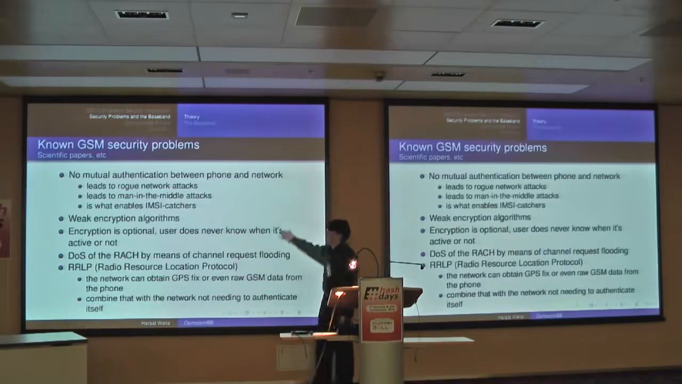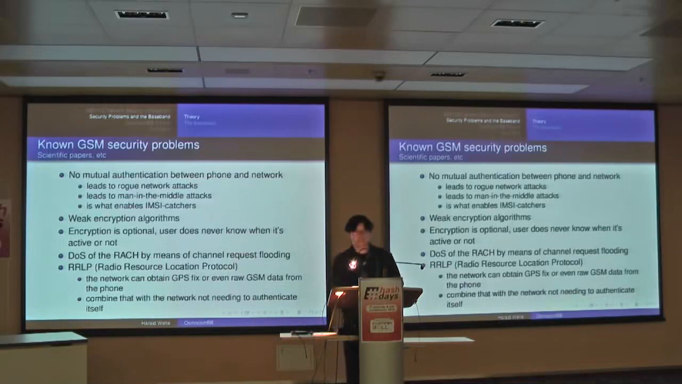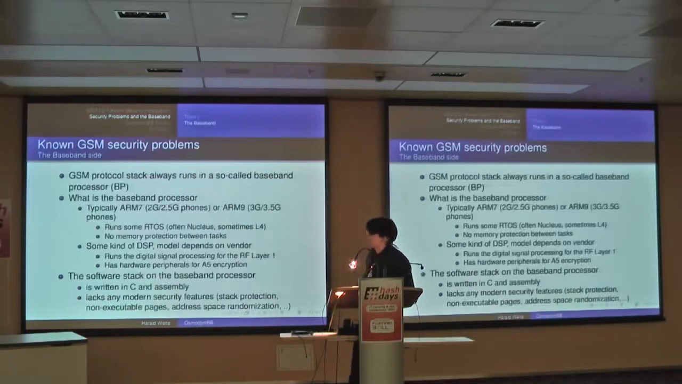Anyone who can provide a network side interface, which is not authenticated, can use the radio resource location protocol to obtain the GPS fix of the handset. So a non-authenticated network can just say, hey, I'm the network, please give me your GPS coordinates. The telephone will say, ah, yeah, sure, there it is. There's no authentication at this point, right? And this has been in the specification for years and years, and nobody really looks at it, and nobody really experiments with it for that much time.